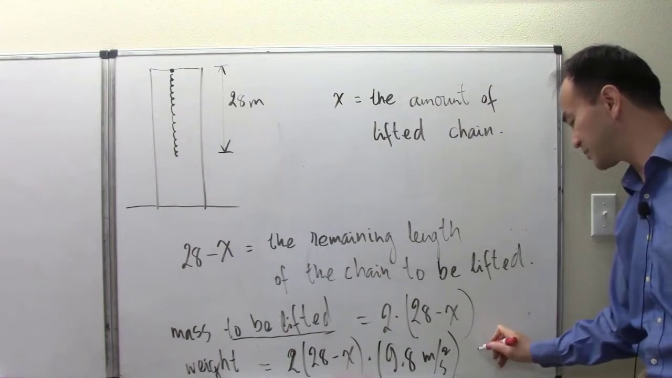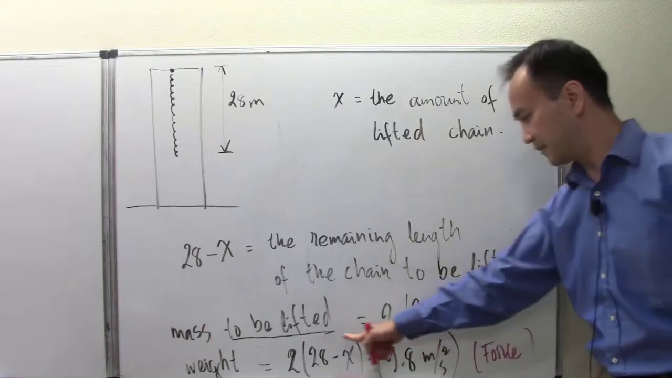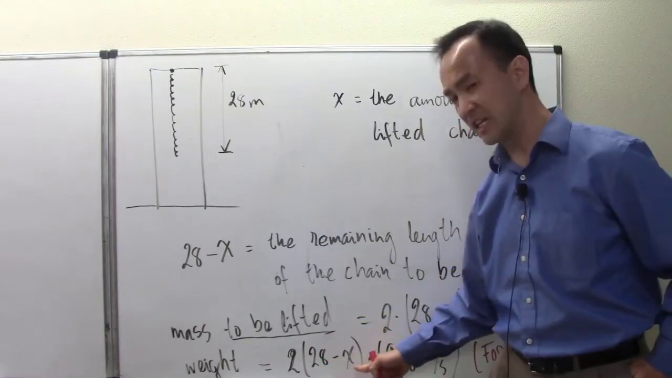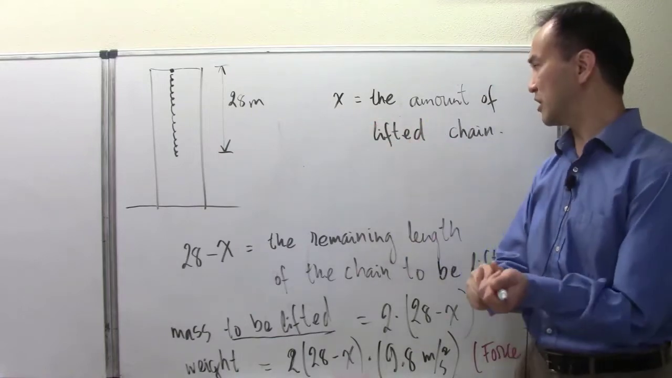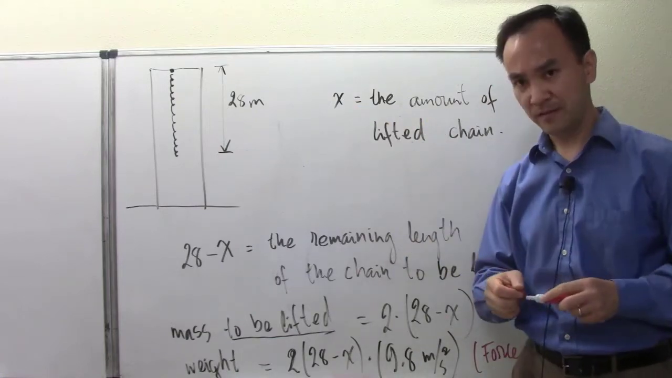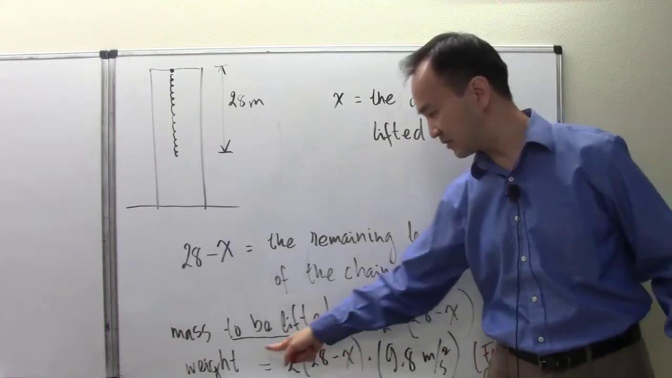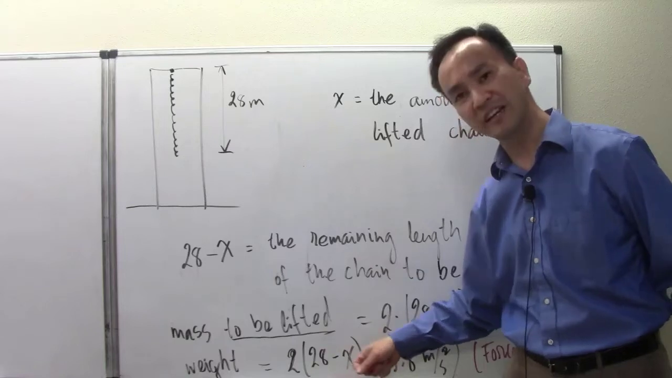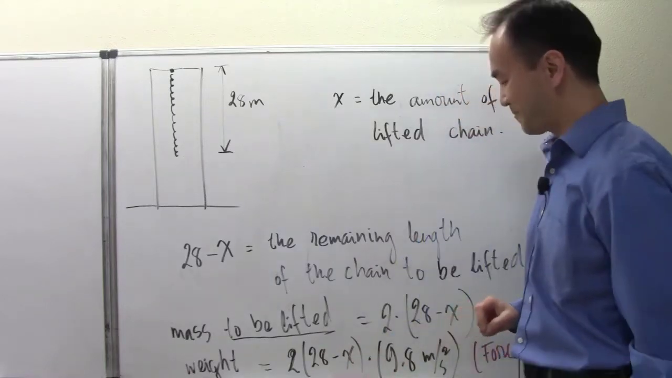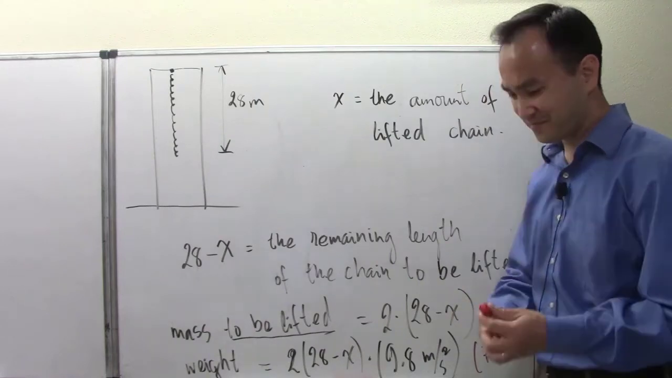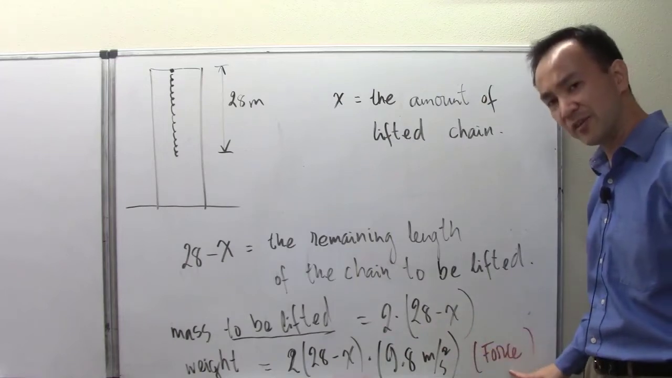So now we have force, but you already start having a sense that the force here is not a constant amount, because it depends on how much of the chain we have already pulled away. If x is the amount of chain that has already been lifted away, then the weight is going to keep getting less and less. It's a continuously changing weight. So that's the changing force right here.